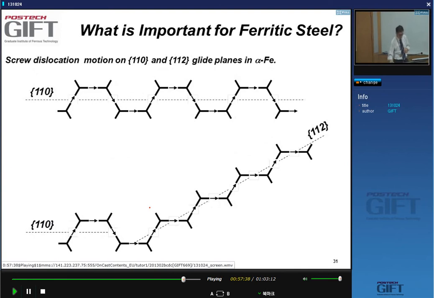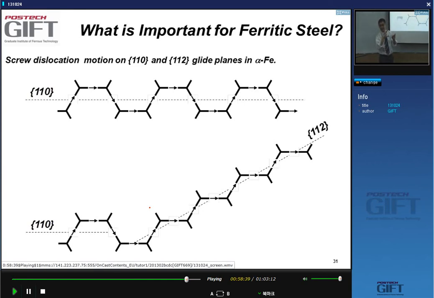So what does that mean, low mobility? Well, your core structure looks like this. The core is not a line on the glide plane. It's extended out of the glide plane. If this is the glide plane, for instance, the core is extended like this, and only this little part is in the glide plane. So if this dislocation needs to move on this glide plane, you will first have to change the core structure so it can glide. And as soon as it stops, it will extend again.